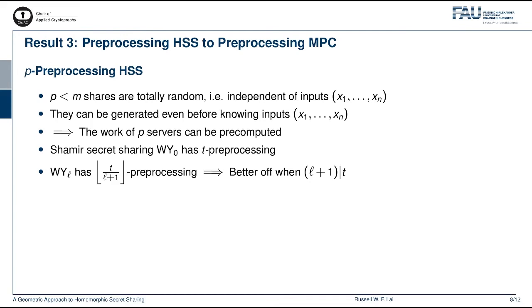For example, the Shamir secret sharing scheme, or WY0, has t preprocessing. In general, the scheme WYL has t over L plus 1 preprocessing. Since t over L plus 1 is not necessarily an integer, we are better off as far as the level of preprocessing goes when L plus 1 divides t.